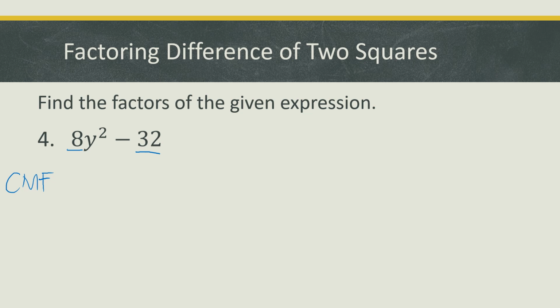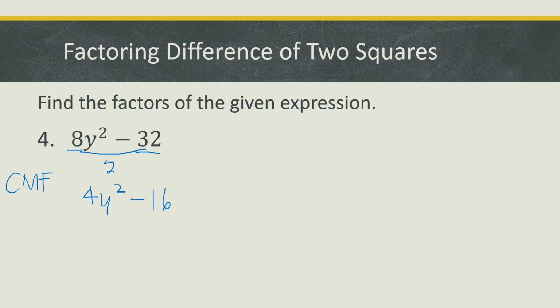So with this, the factor that can make your binomial perfect squares is 2. So divide both by 2. 8y squared divided by 2 will give you 4y squared, and negative 32 divided by 2 is negative 16. So 4y squared minus 16 are perfect squares. So this is a difference of two squares.